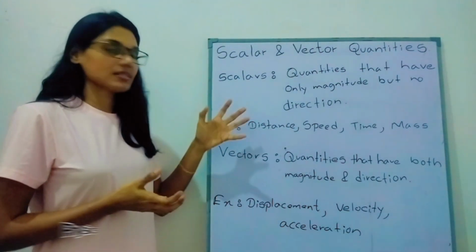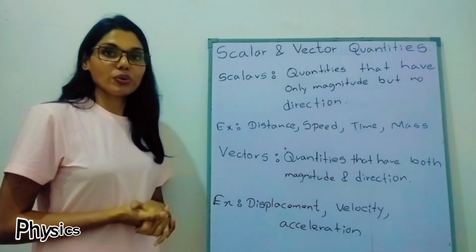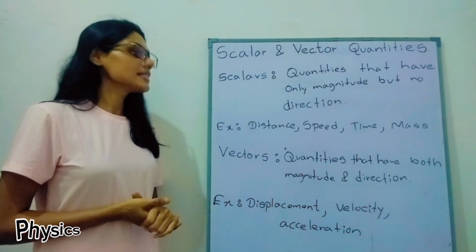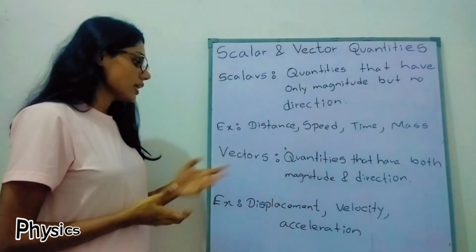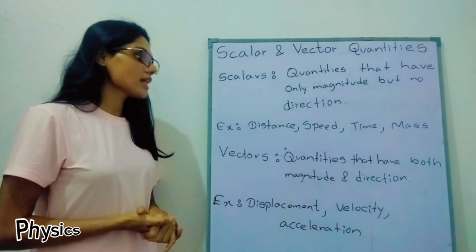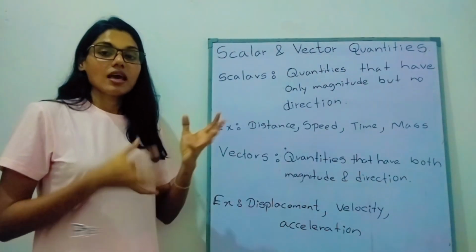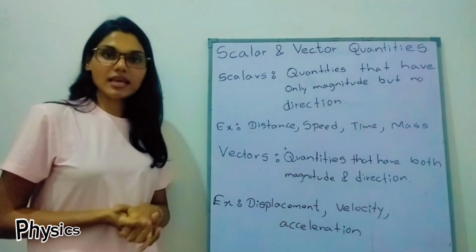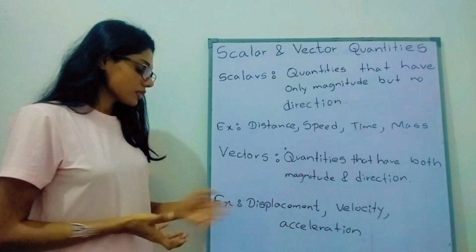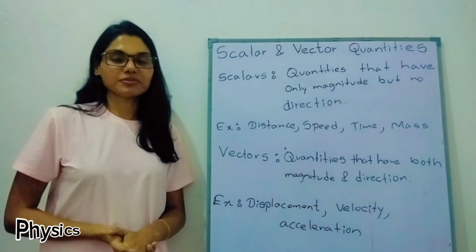A scalar quantity is a quantity that has only magnitude but no direction. For example, we can take distance, speed, time and mass. Vector quantities are the quantities that have both magnitude and direction. So vector quantities have direction, but scalar quantities don't have direction. For example, we can consider displacement, velocity and acceleration.